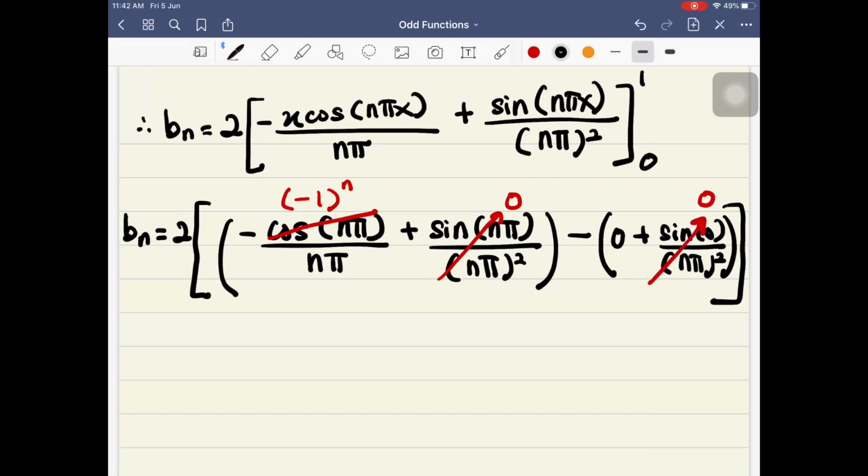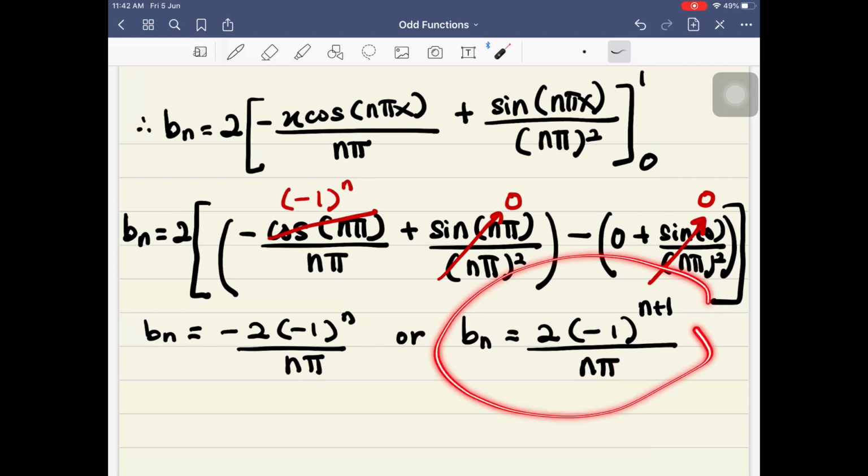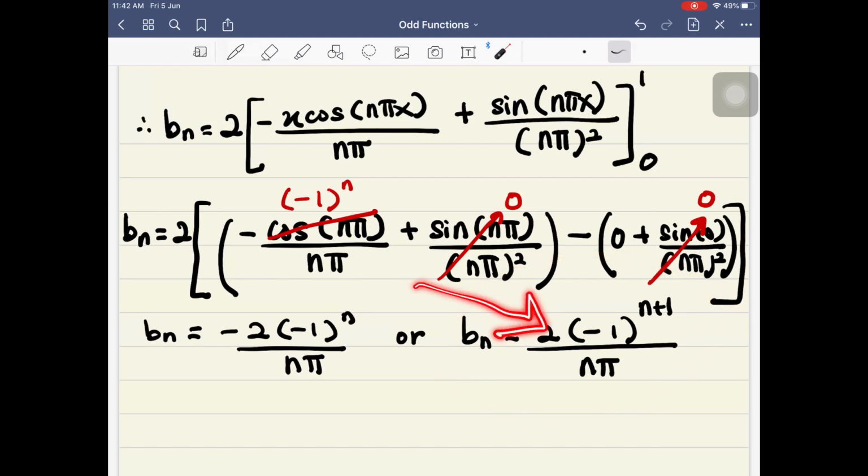So therefore your Bn is equals to negative 2 negative 1 power n over n pi, or you can write it as Bn is equals to 2 negative 1 n plus 1 over n pi. Okay, you can either stop here or here, but if the question asks you to prove that or show that your Bn is equals to this one, then you have to get until this one. If not, you can just leave your answer up till here.